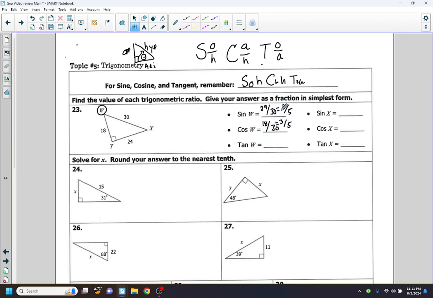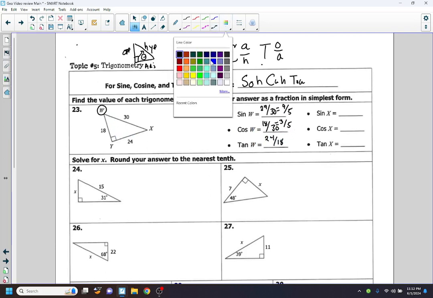Remember, these are going to be multiple choice questions, so the answers will already be simplified. So you might get 18 over 30, and you're like, well, that's not one of the answers. Remember to simplify the fractions. Tan W is opposite over adjacent, so that's going to be 24 over 18.